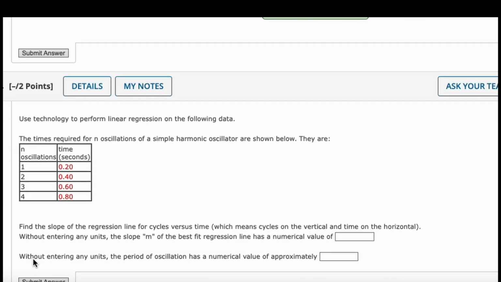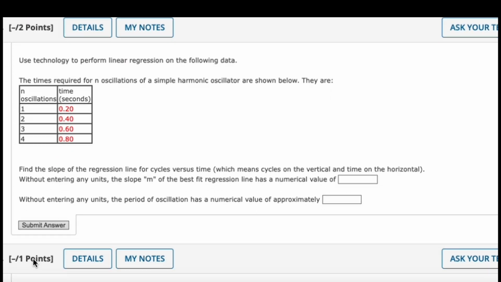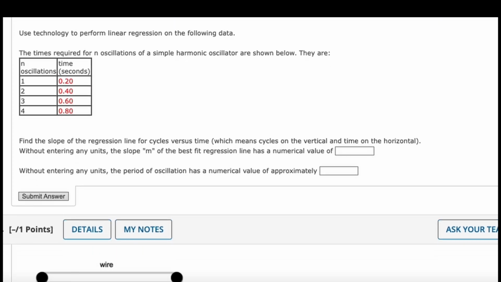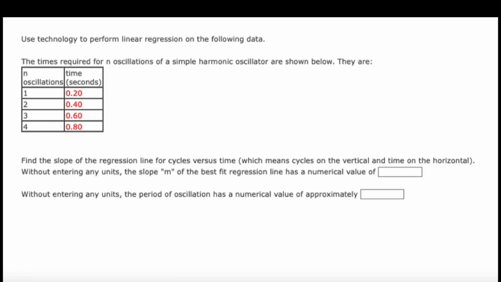Okay, next. This is a calculation problem. It wants us to do linear regression on some data. So it says use technology to perform linear regression, and they want the slope to be cycles versus time. So we need cycles on the vertical and time on the horizontal.